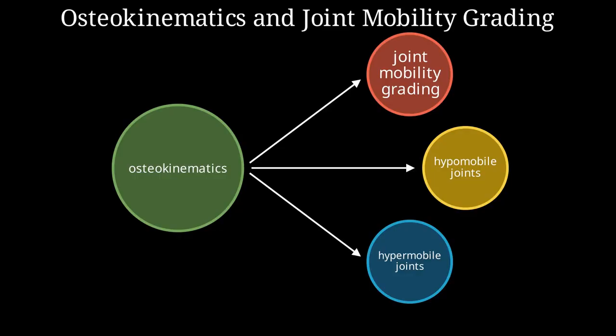Joint mobility is graded from 0, no movement, to 6, unstable joint, with grades 0-2 considered hypomobile, 3 normal, and 4-6 hypermobile. Mobilization is indicated for hypomobile joints but contraindicated for hypermobile joints.